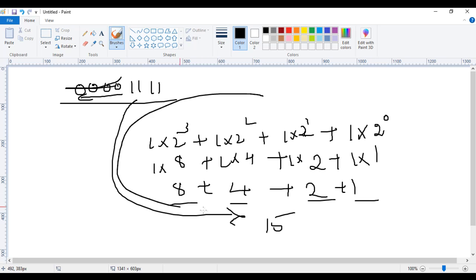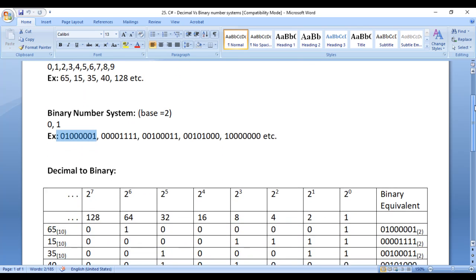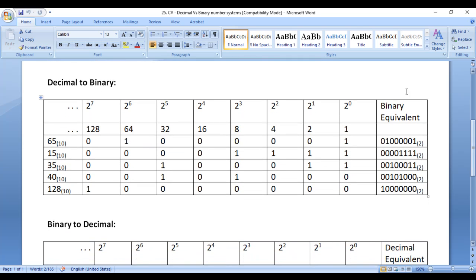So that is how we convert. That's the process of converting a binary number to decimal equivalent number, guys. We have other ways also. We have one more way to convert a decimal number to binary equivalent number and binary number to decimal equivalent number. For that, we need to remember the 2 to the power series, guys.